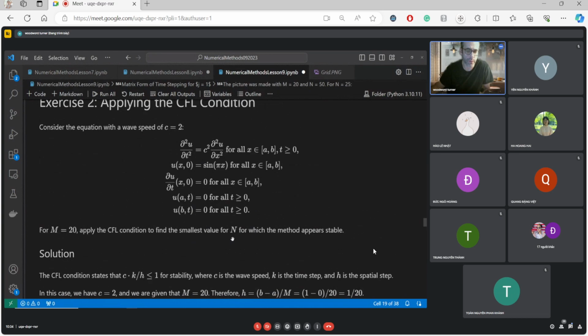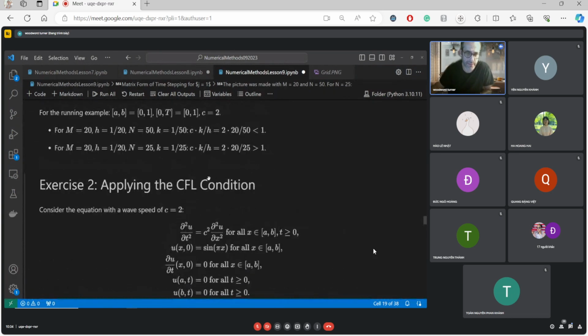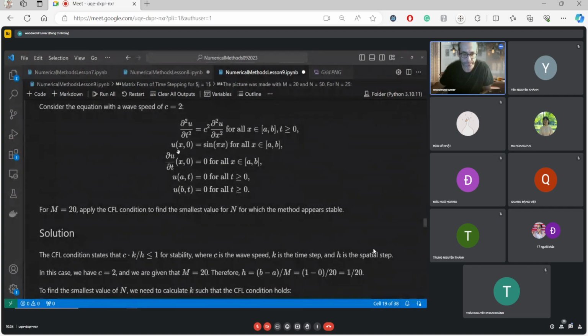Now, for this to be stable, because this is now just a linear algebra equation, the eigenvalues of this matrix have to be bounded by 1. And in the previous example that I showed you, the largest eigenvalue was 1.08 times 10. So that's a little bit bigger than 1. And that's what it takes for the method to be unstable.